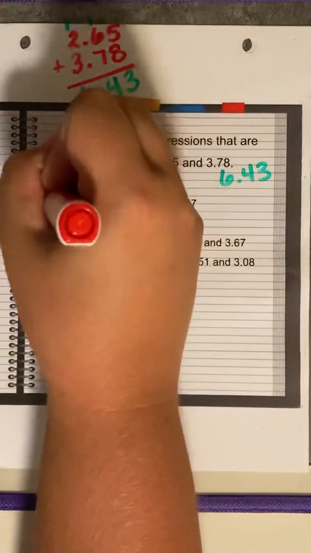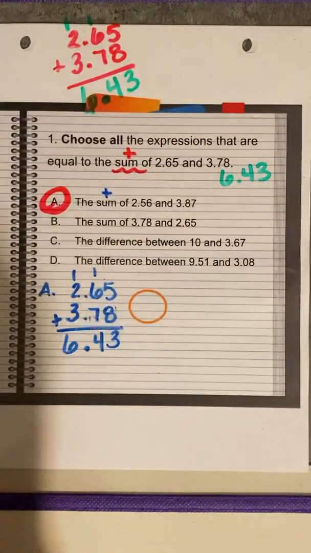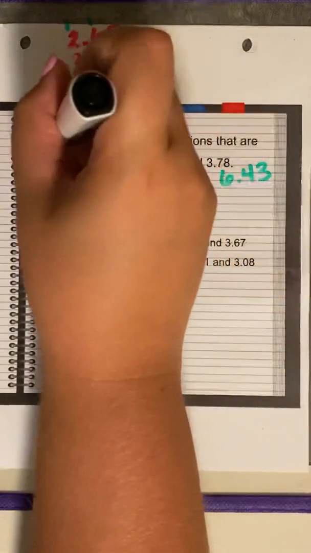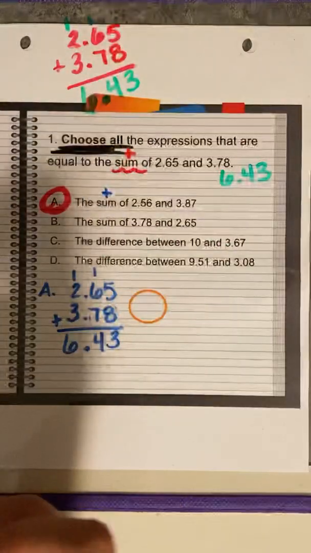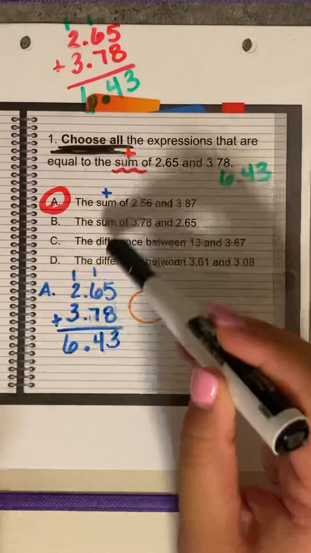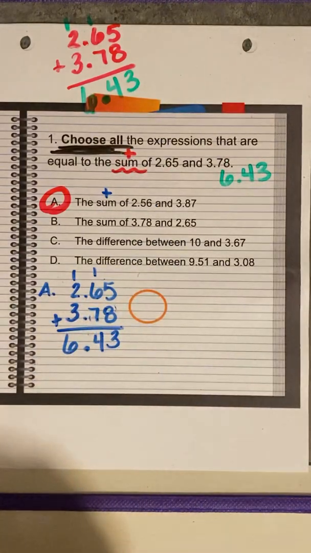Woohoo! Are we done? We don't know, because it says choose all the expressions. Choose all the expressions that are equal to that sum. So let's look at B. The sum of 3 and 78/100ths and 2 and 65/100ths.